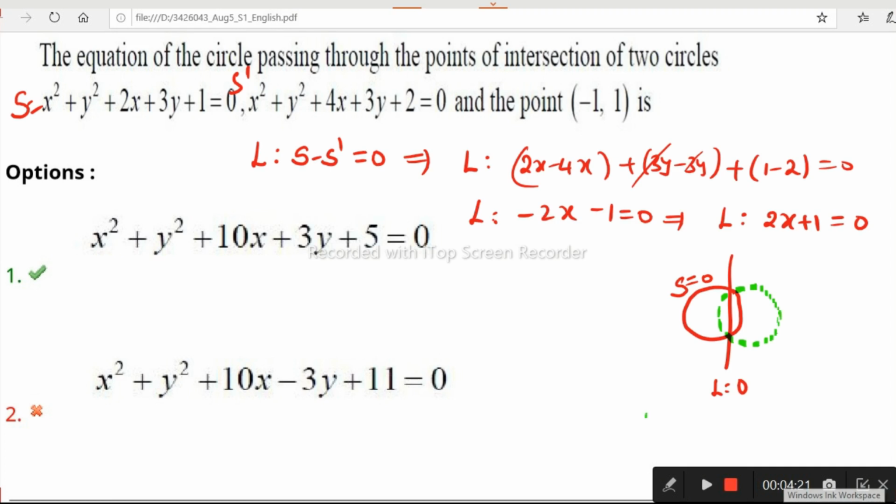What is that formula? Do you know? S plus lambda L is equal to 0. This is our required circle. It is also passing through one more point. What is that point? Minus 1, 1.